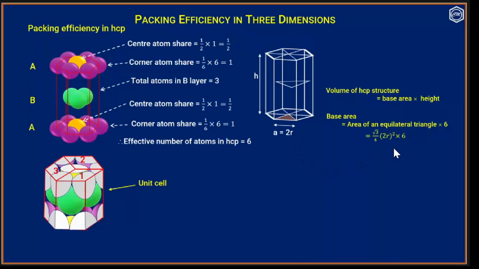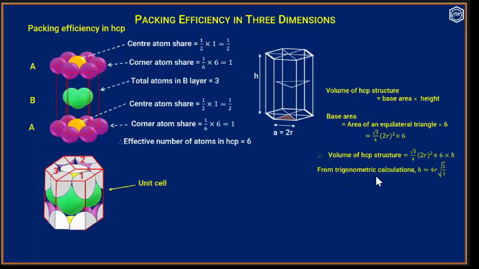Area of an equilateral triangle is root 3 by 4 a square, where a is the side of the triangle. And here a is equal to 2r, that is root 3 by 4 into (2r) square. There are 6 such equilateral triangles, so total area will be root 3 by 4 into (2r) the whole square into 6. Therefore the volume of the HCP structure is equal to root 3 by 4 into (2r) the whole square into 6 into height h, base area into height.